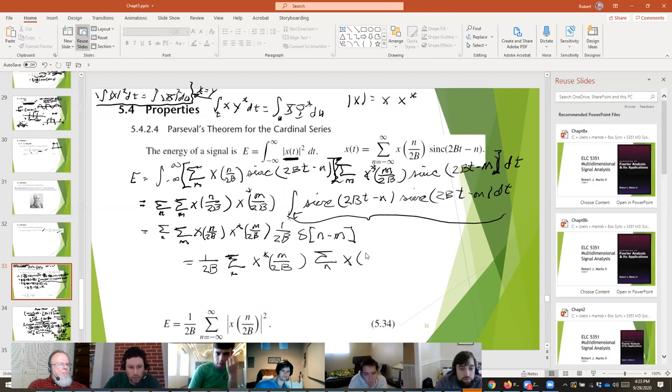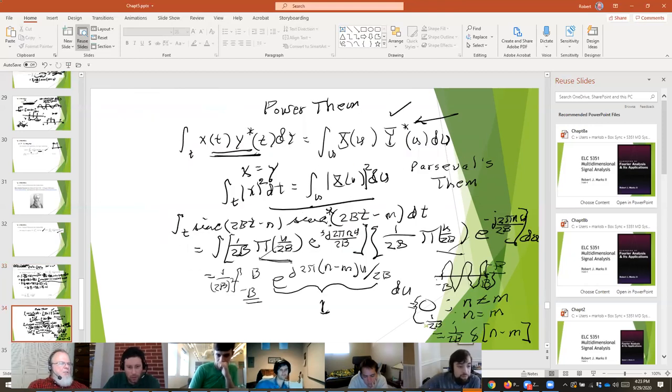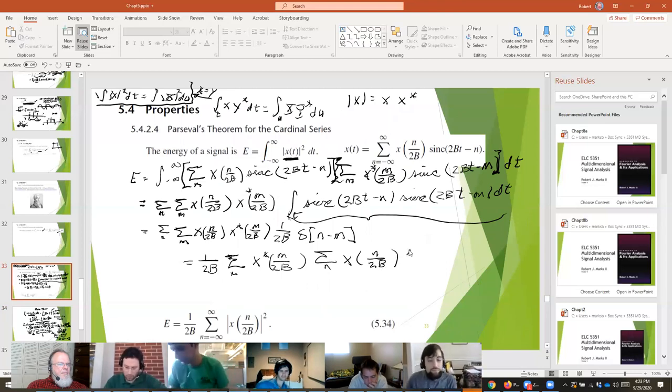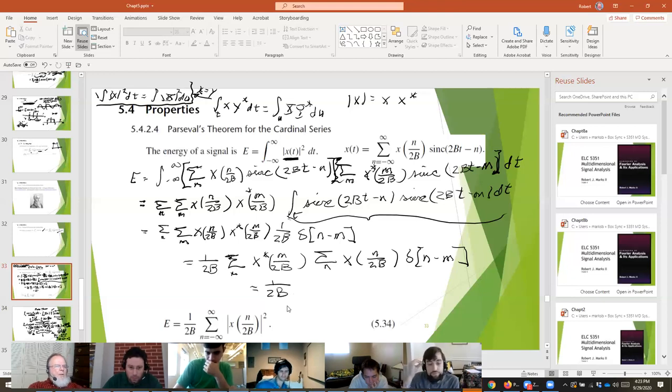The 2b was not the square? No, it wasn't. It was 1 over 2b squared before the Kronecker delta, but when we evaluated this integral for n equal to m, it brought down a 2b. So the square went away and we just are left with 1 over 2b. Good thought, though. So we just figured this out, and what does this summation over the Kronecker delta give?